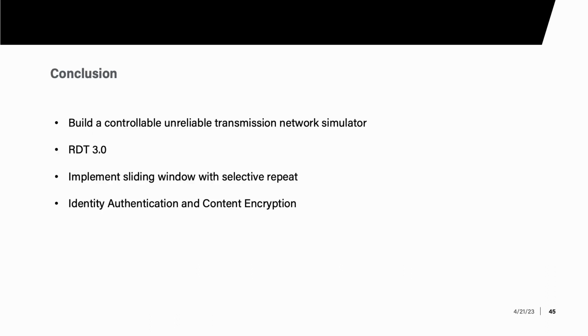To conclude, we first build a controllable unreliable transmission network simulator. Then based on the simulator, we implemented the RDT 3.0 protocol. To improve the efficiency, we implement the sliding window with selective repeat for retransmission. Finally, we implement basic identity authentication and content encryption to protect the server and the client.